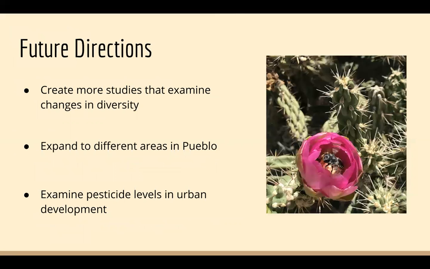In order to further understand pollinator declines, we need to create more studies that examine changes in diversity. We tend to see many studies on honeybee declines, but not much is known about other pollinating species, especially that of insects. To extend the findings of this study, I also believe that the methods of this study should expand to different areas in Pueblo.